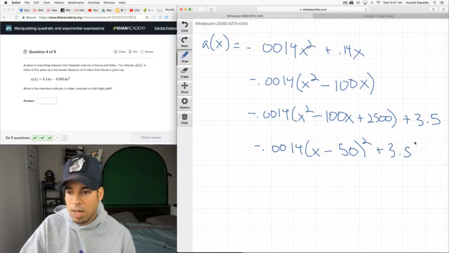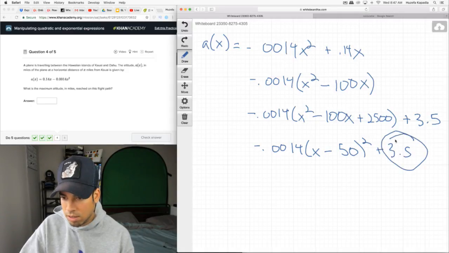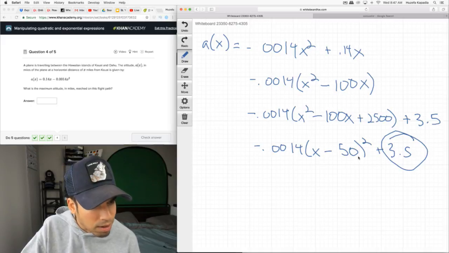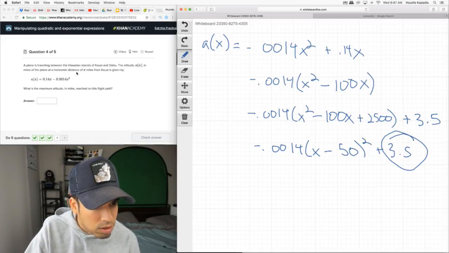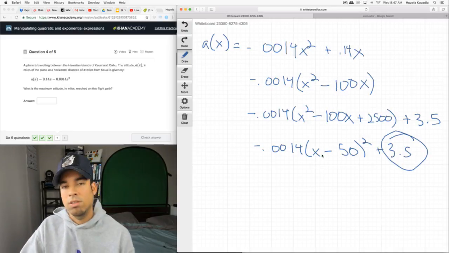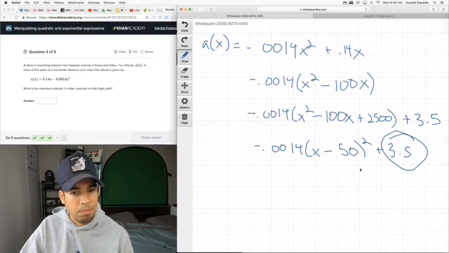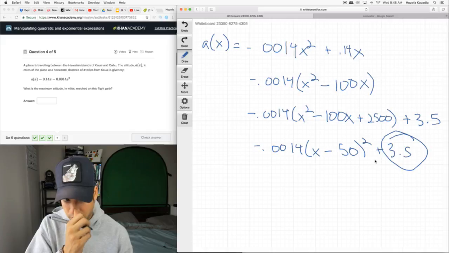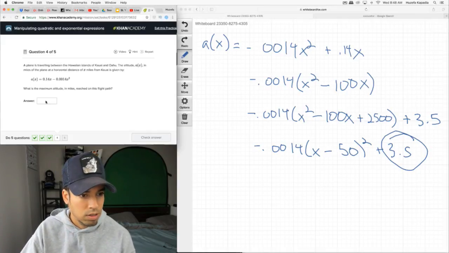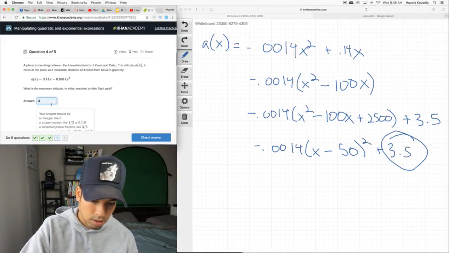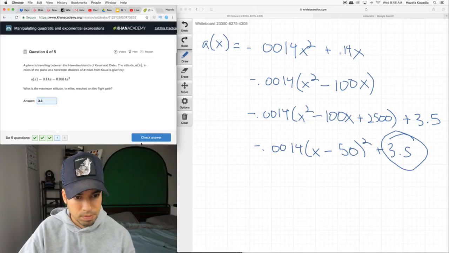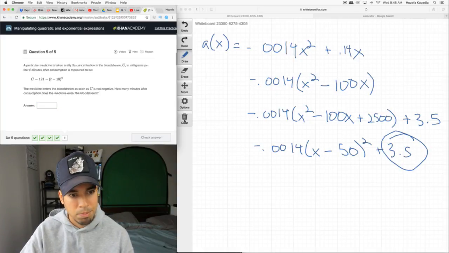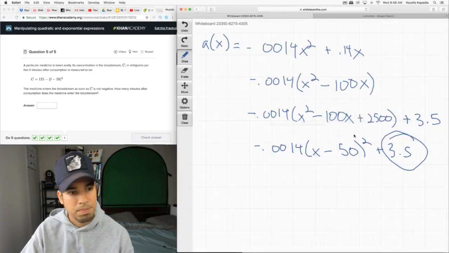And they want the maximum altitude. We actually already found it. This is the y value. This is the altitude, and it reaches this maximum altitude at 50. What is x? Oh yeah, horizontal distance. So when it's 50 miles away, it reaches a max altitude of 3.5 miles. So let's see. Hopefully this is correct. All right. Perfect. Let's go on to the next problem.